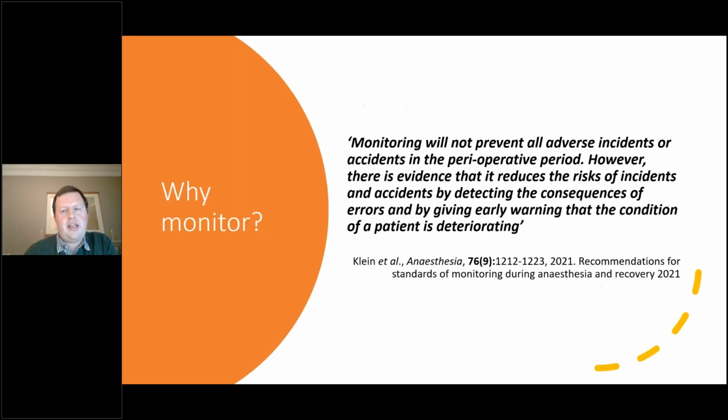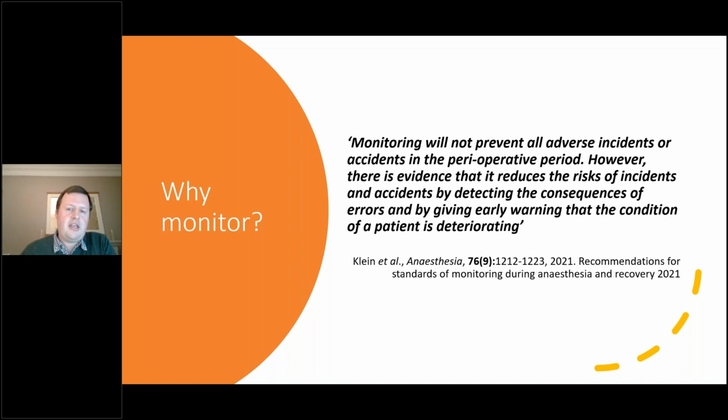I think the key standards are those set out by the association, which were updated in 2021, the recommendations for standards of monitoring during anaesthesia and recovery. They say that the key reason for doing it is that monitoring will not prevent all adverse incidents or accidents in the perioperative period. However, there's evidence that it reduces the risks of incidents and accidents by detecting the consequences of errors and by giving an early warning that the condition of a patient is deteriorating.